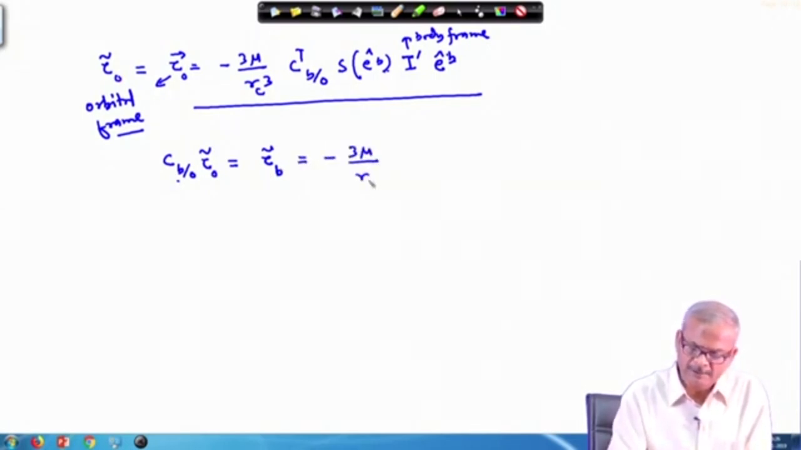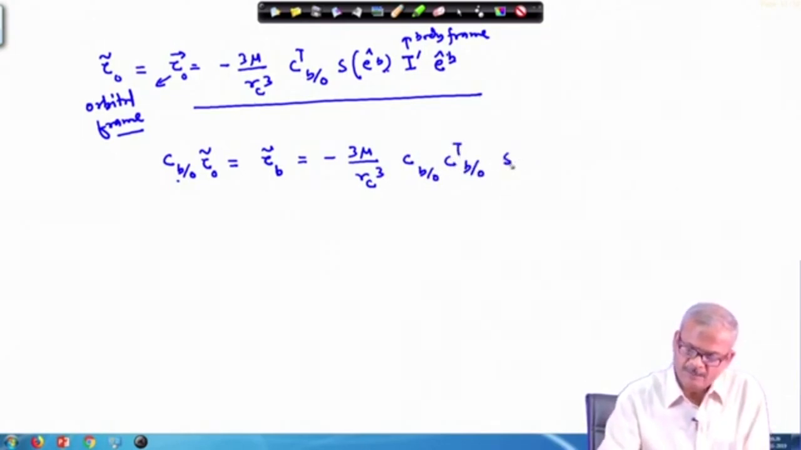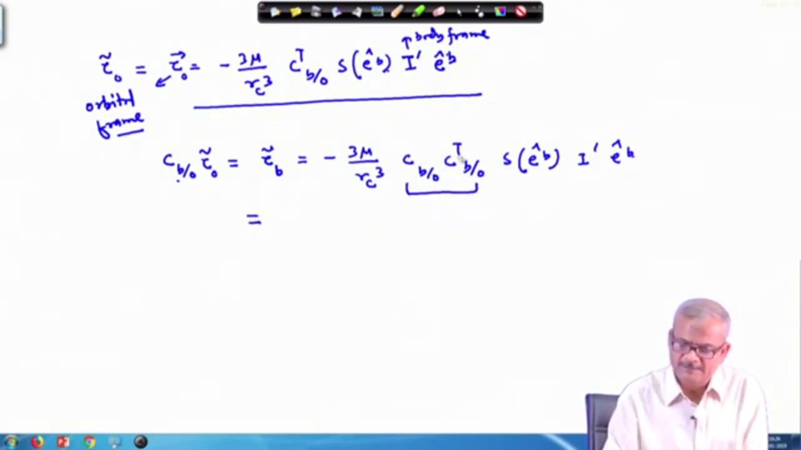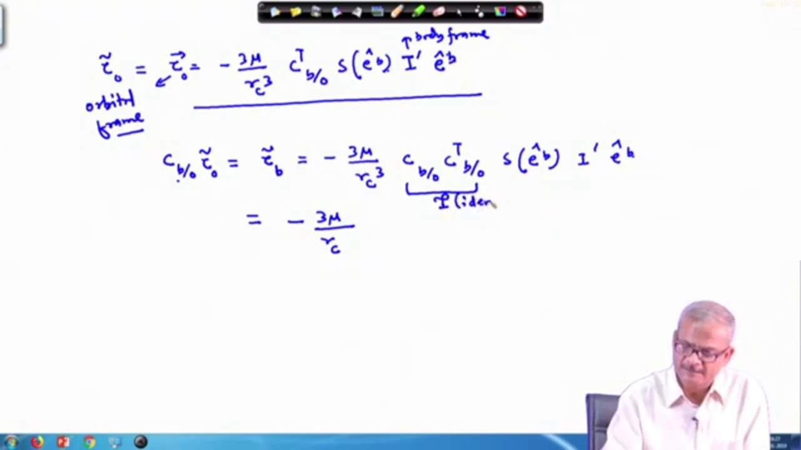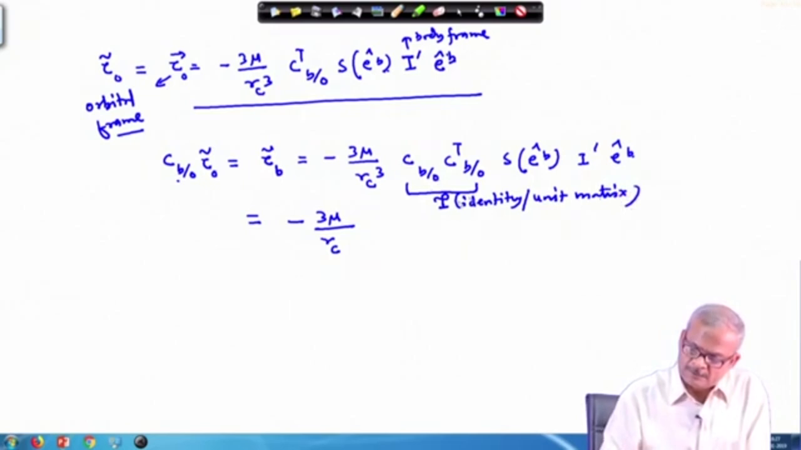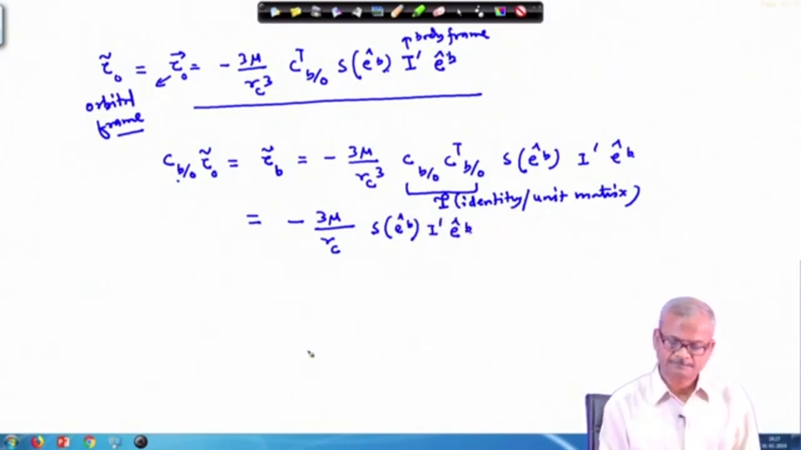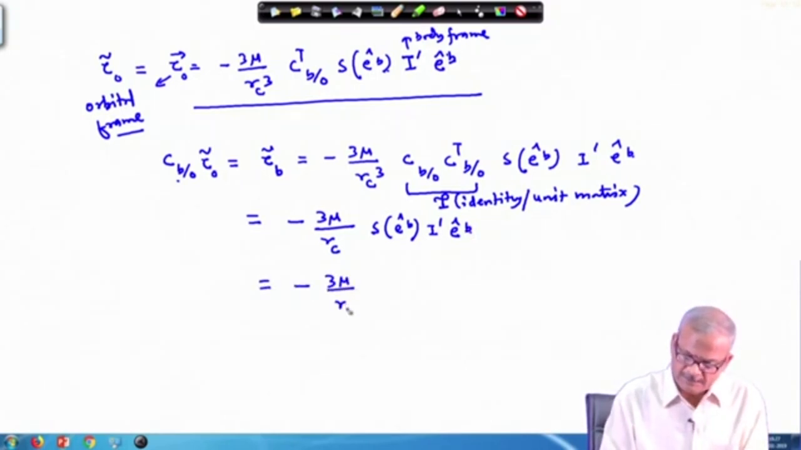On the right hand side, we have 3 mu by R C cube and then C B slash O times C transpose B slash O S E cap B and then I prime E cap B. This quantity is nothing but identity, because it is a rotation matrix, and for a rotation matrix C times C transpose will be equal to identity, and therefore, this gets reduced to R C. This is your identity or unit matrix, which we have represented like this. Therefore, this quantity can be written as S E B cap times I prime, and if you do not want to write it in this way, this minus sign can be absorbed here and this can be written as E cap B cross.